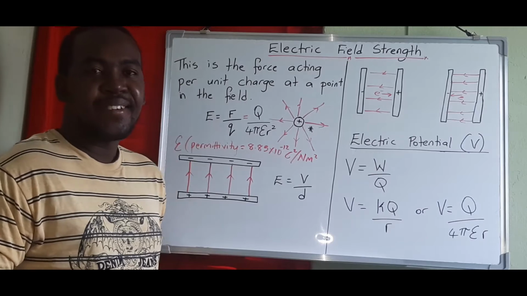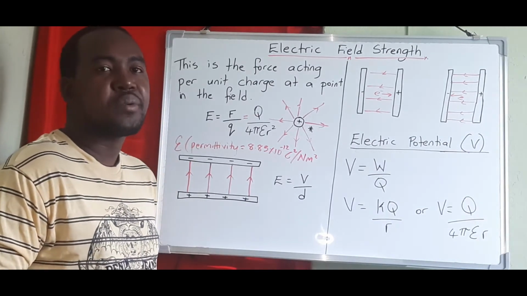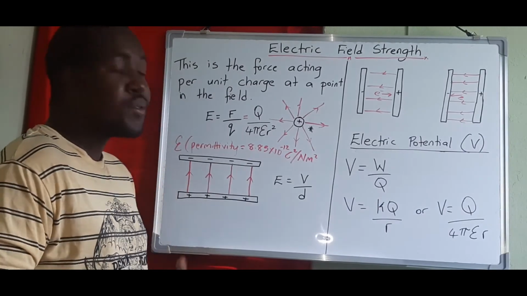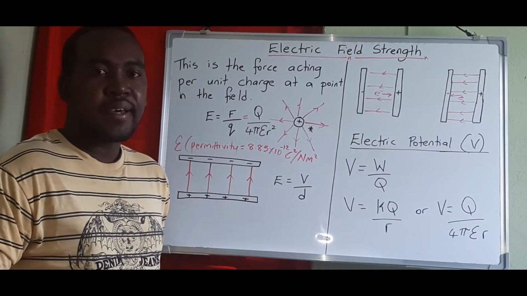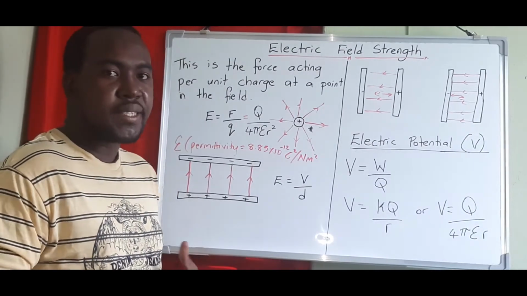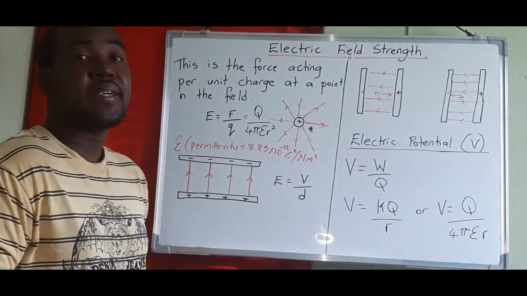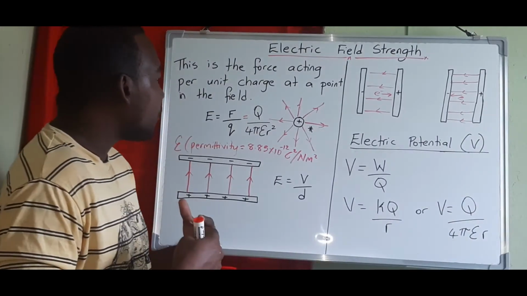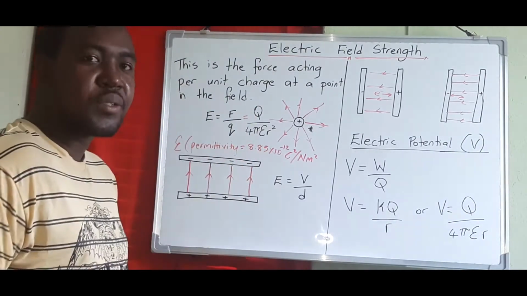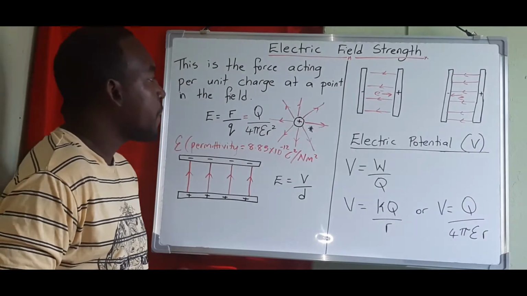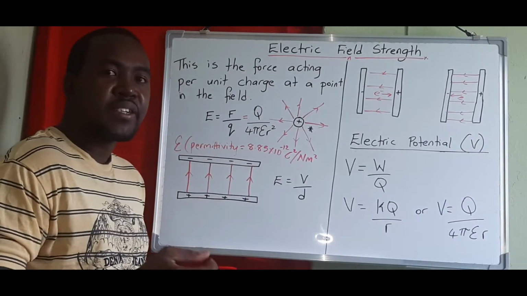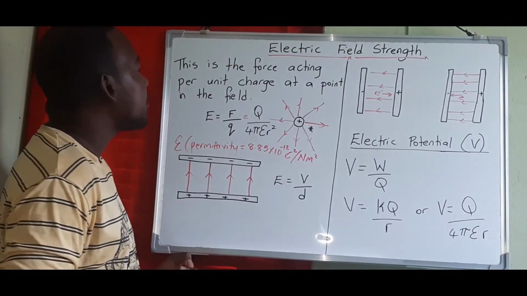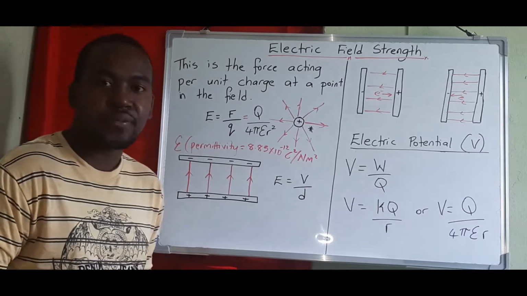Hey guys, welcome to another lesson, and today we're looking at the electric field strength. So we did Coulomb's law in our last lesson, and we've learned that charges have electric fields, and if intertwined they can produce a force. Each electric field has its own force, so that's known as your electric field strength. So electric field strength is the force acting per unit charge at a point in the field.